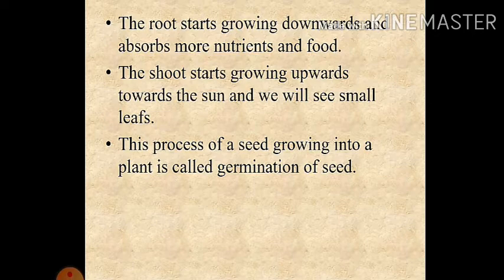The shoot starts growing upwards towards the sun. The shoot is the upper part, the part which is above the soil. It will also start growing upward. A time will come that you will start seeing a small leaf, and eventually it will grow into a big plant. This process of a seed growing into a plant is called germination of seed.